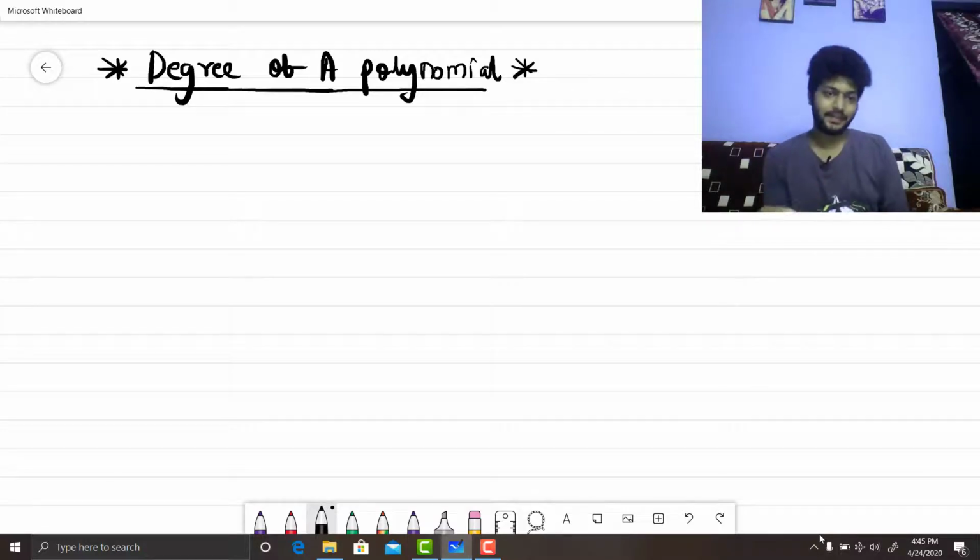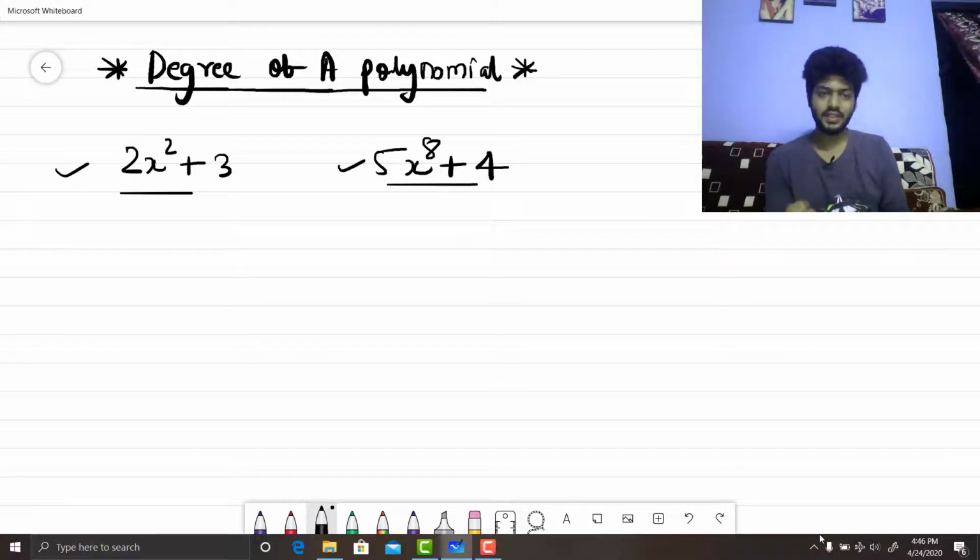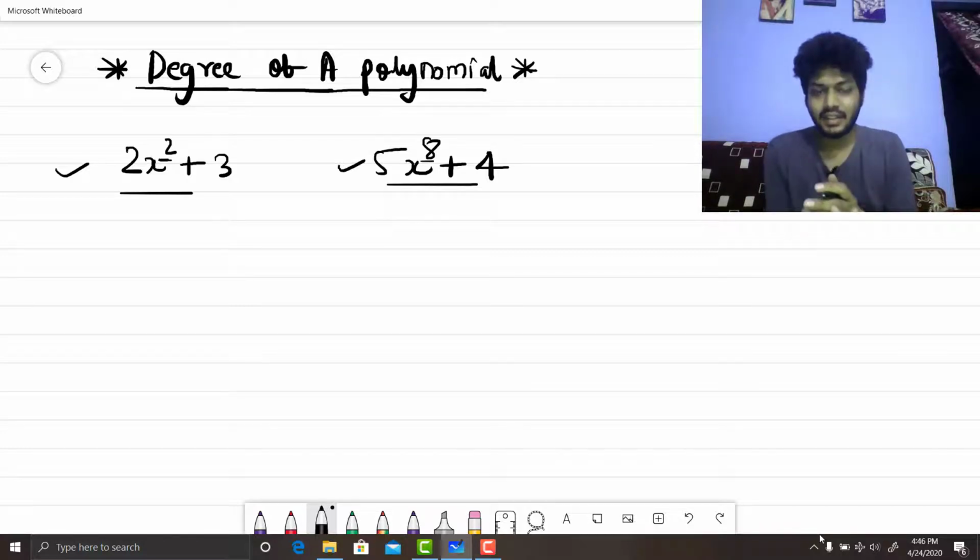Now before going to the degree, I'm giving you two expressions and you have to analyze them: 2x square plus 3 and 5x to the power 8 plus 4. Now in these two expressions, what difference do you see? First of all, both are polynomials and both are in one variable. So what is differentiating these two expressions? Some students will say that, sir, here x is raised to the power 2 and here x is raised to the power 8. Yes, and this is the basis of degree of a polynomial.